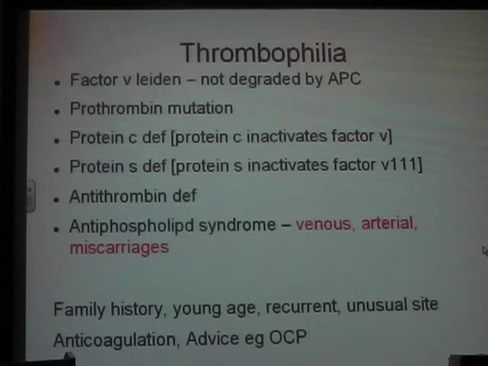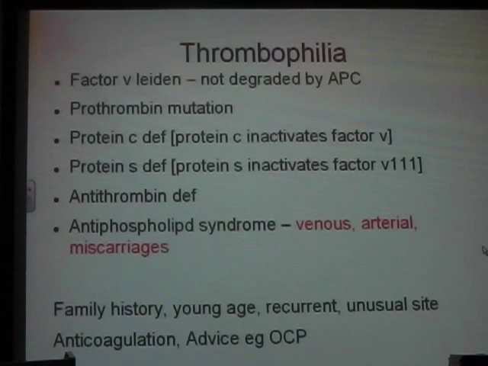Okay, so thrombophilias: conditions that mean your blood is more likely to clot, and there's a whole long list. Basically, you can look at your clotting cascade and work out which proteins you need to mutate to increase your chance of clotting. At the very bottom I've got antiphospholipid syndrome. It's got a triad that you need to know about: these are people that tend to get venous clots, arterial clots, and miscarriages. So that's the classic triad.